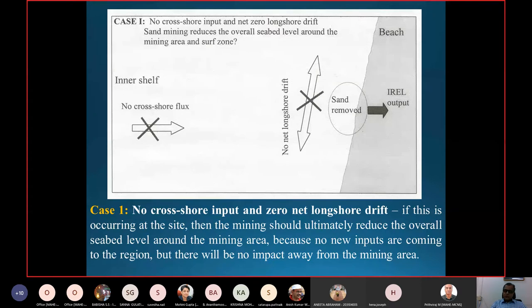Prior to the previous slide, I showed you near inertial, near shore, surf and breakwater. Normally in the inertial, if the sediment is coming, if there is a cross shore flux, we call it a cross shore flux. If it is not there, and then along shore also it is not there, if you remove the sand, what will happen? You are creating a severe erosion. This is one case study. If you don't have any sediment coming from the offshore, and there is no transfer of sediment along shore, if you take a sediment, you are creating a huge vacuum, and creating severe erosion on the beach.